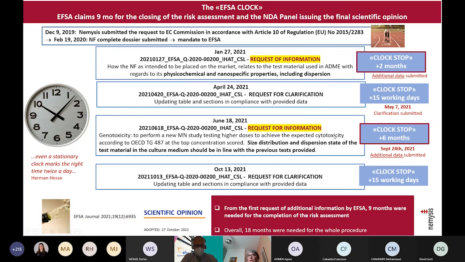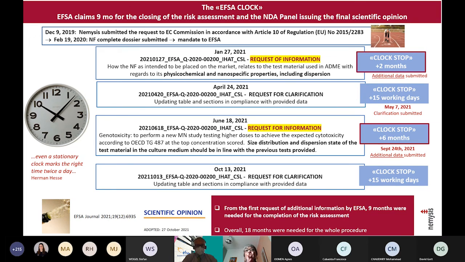And then we received another request of information that was quite relevant because it was proposed to last 6 months. And that was exactly what has been discussed in this day. So we needed to provide data of size distribution in the special state of the test material in the culture media and with the most updated level of knowledge. At the end, what I have to say is that from the first request of additional information, 9 months was needed to EFSA to conclude the risk assessment.